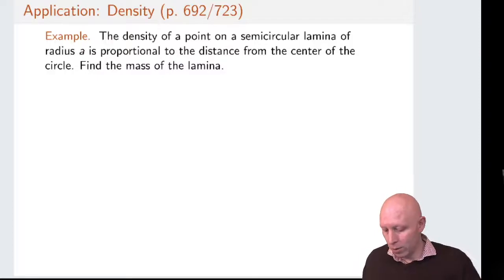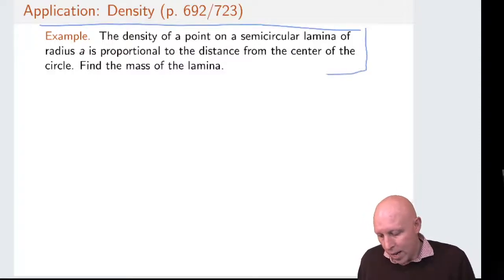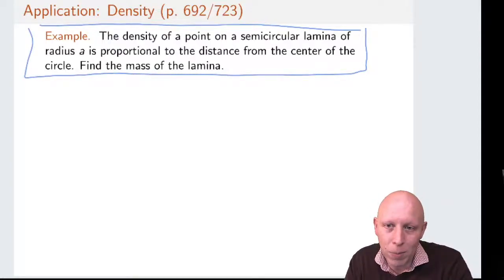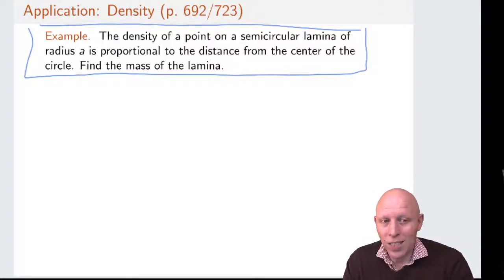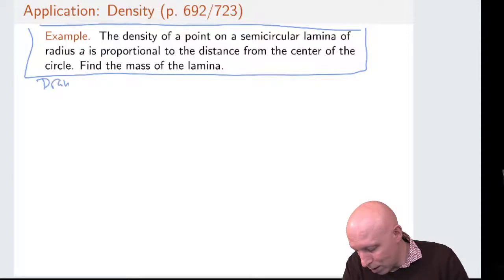So here's what we're going to set up. We have a point on a semicircular lamina of radius a, where the density is proportional to the distance from the center of the circle. Find the mass of the lamina. Wow. All right. So let's draw a picture. You always want to draw a picture.